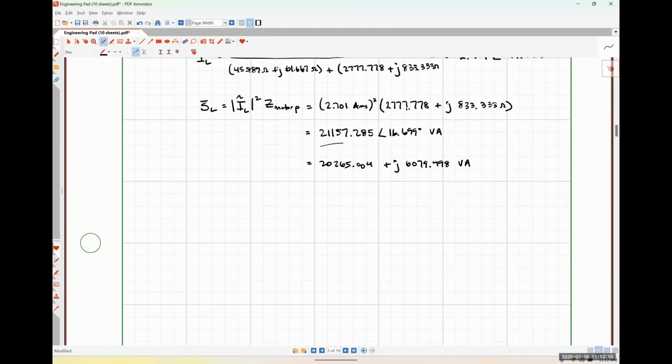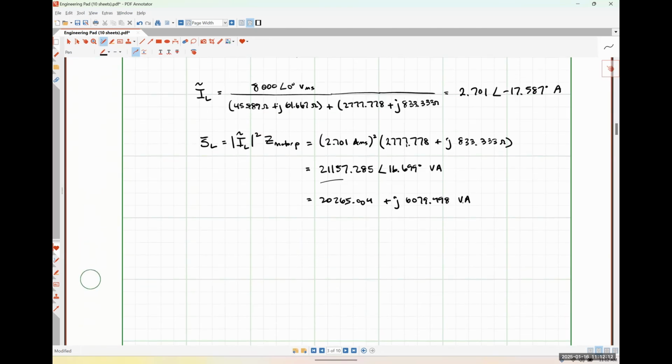So circling back around so that we can keep us kind of on track. What's the average power? 20,265 in watts. So that particular motor is drawing about 20 kW.